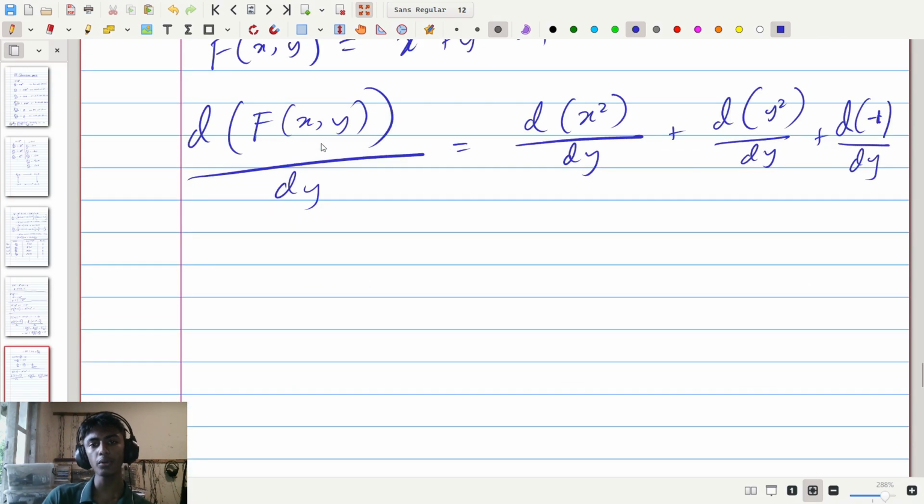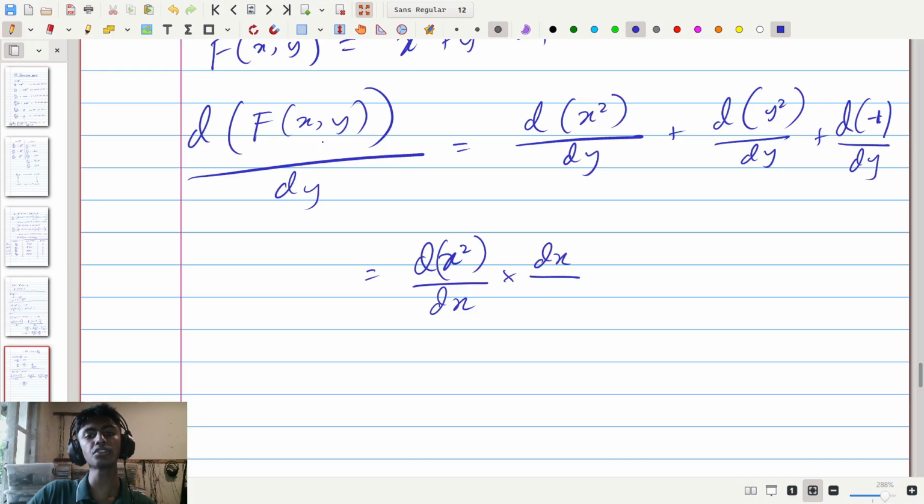And then we would have to do the similar thing over here. Here we have the derivative of x squared with respect to y. Since we don't immediately know the relationship of x and y, we can instead use the chain rule: the derivative of x squared with respect to x times the derivative of x with respect to y, dx by dy, rather than dy by dx.